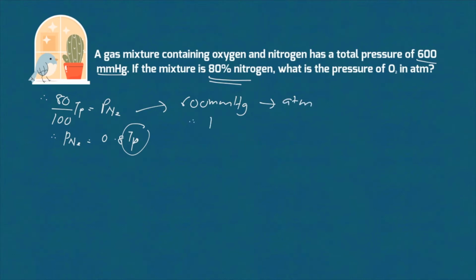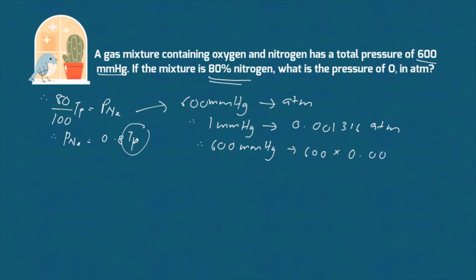So what we know is that 1 mmHg is equivalent to 0.001316 atm. Right? So from there we know that it has 600 mmHg. So 600 times 0.001316, so you should get 0.7896 atm. So this is your total pressure.